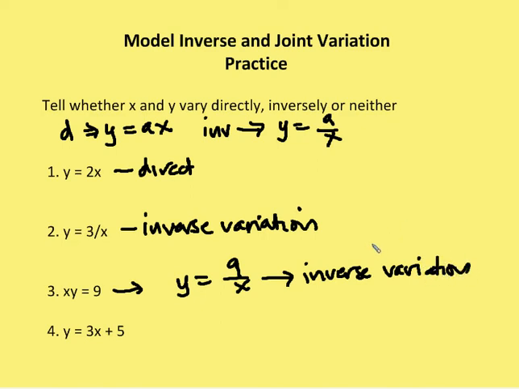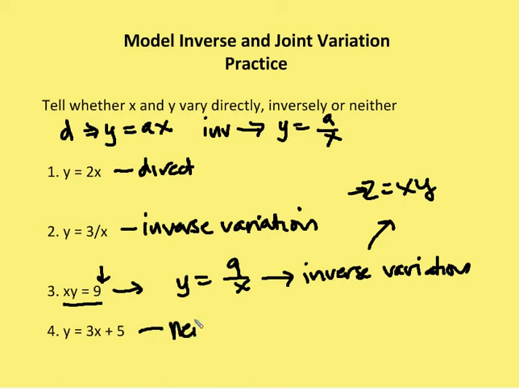Now, don't be mistaken. If I had joint variation, it would be z is equal to xy, right? But z is a variable. It's not a constant. This is our constant of variation. So in this case, this does not model joint variation, it just models inverse variation. So we rewrite it in terms of y. I have y is equal to 9 over x. That's inverse variation.